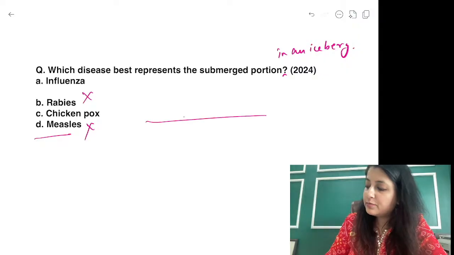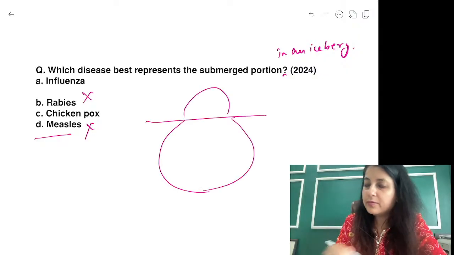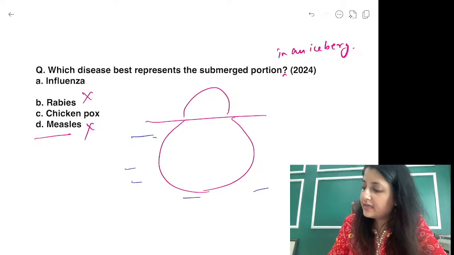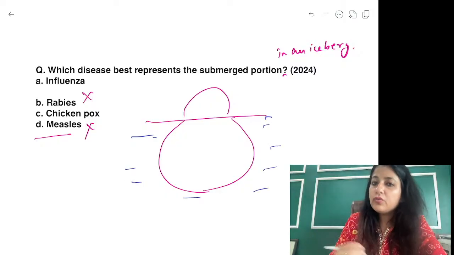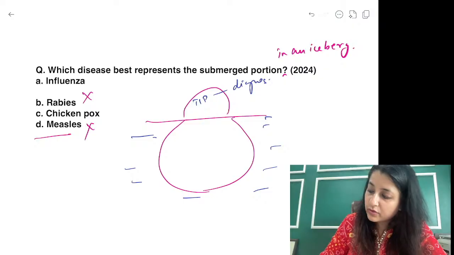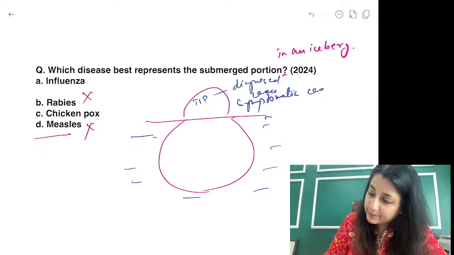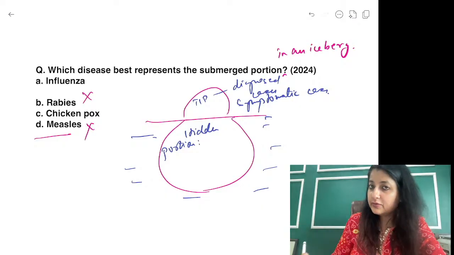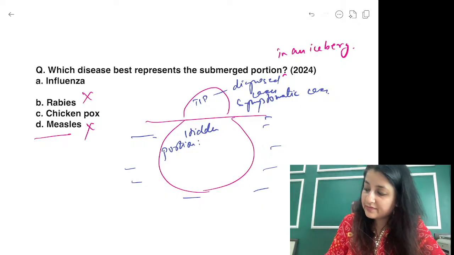Right, this is an iceberg. Okay, this is an iceberg. We compare the diseases to an iceberg. This is water around the iceberg. Now this is the tip. The tip of the iceberg represents all the diagnosed cases, all the symptomatic cases. This is the hidden portion. This hidden portion, everybody, represents what? This hidden portion of the iceberg represents the asymptomatic cases.